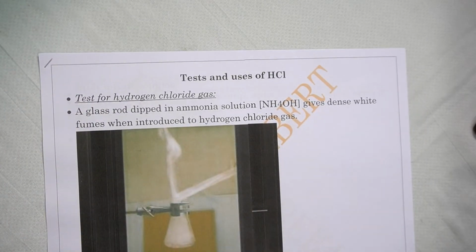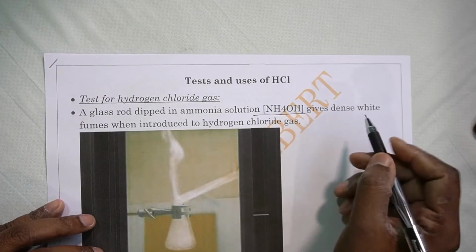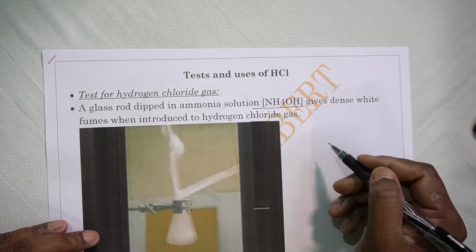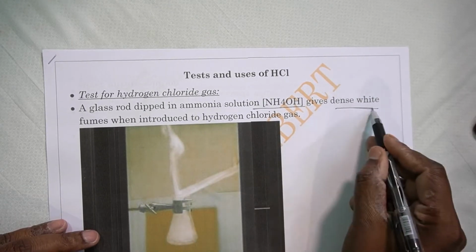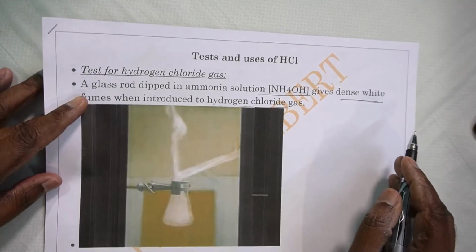How do we test? A glass rod dipped in ammonia solution, that is ammonium hydroxide, NH4OH, is introduced to any container, jar or test tube containing hydrogen chloride. You get dense white fumes immediately. So that is a test for hydrogen chloride gas.